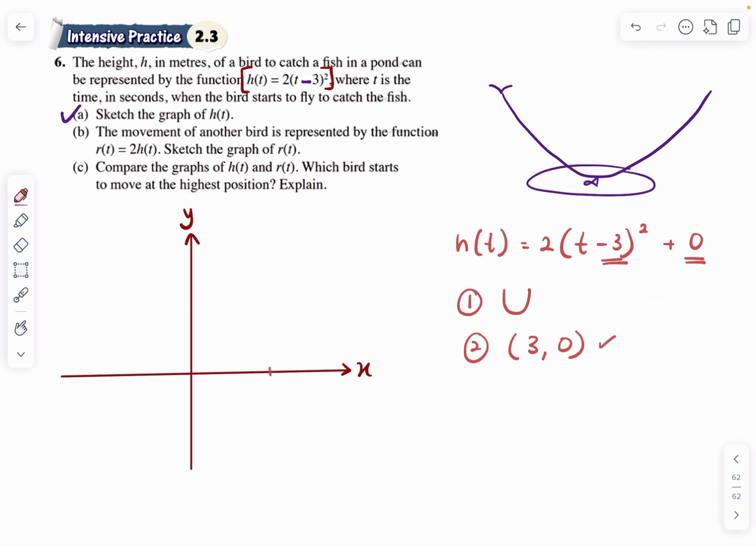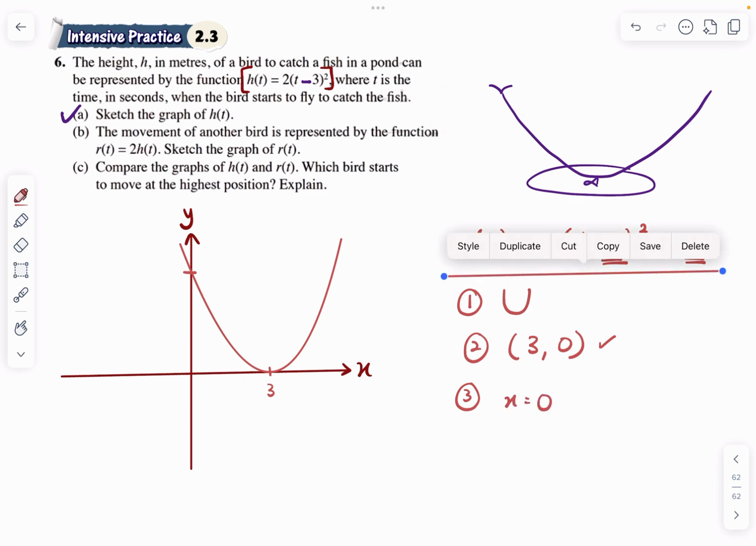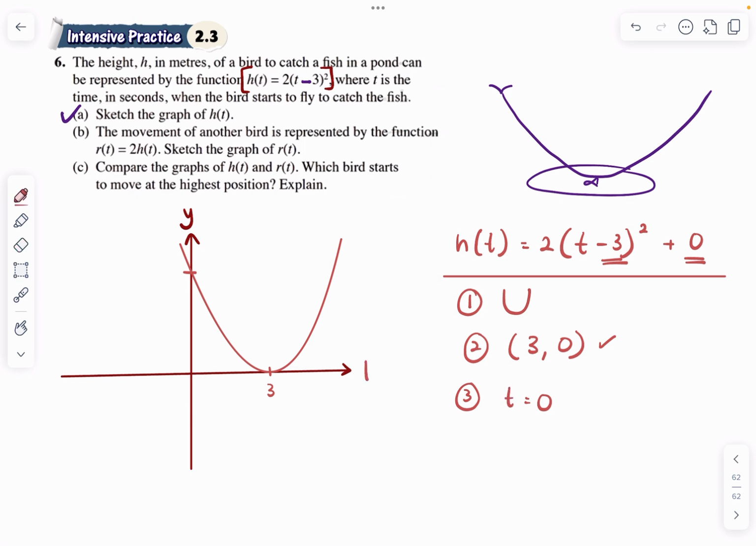(3, 0) would be somewhere here. So our graph will be something like this. Then the third information we need is the y-intercept. So to find the y-intercept, you must remember x equals 0. So in this case, our x value is actually t. Actually here also must write t. This is t and this will be h(t).